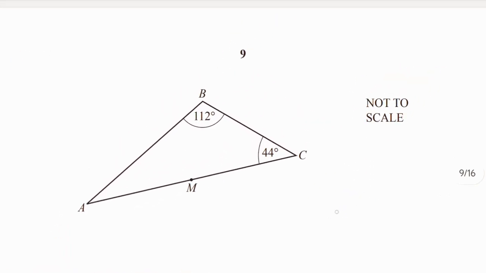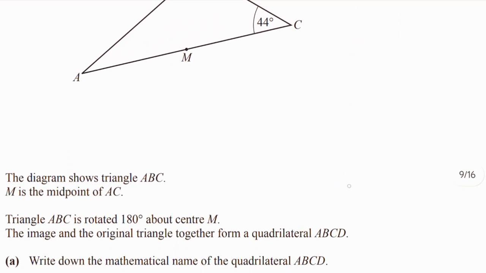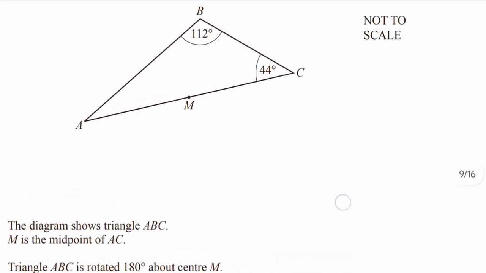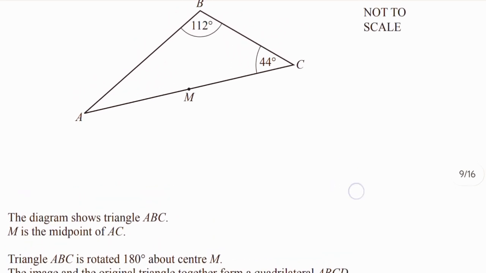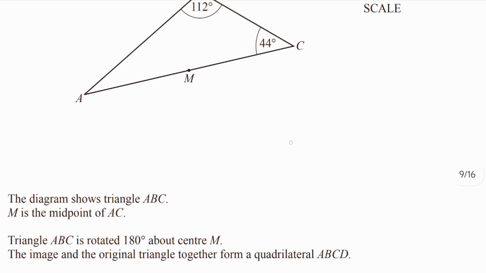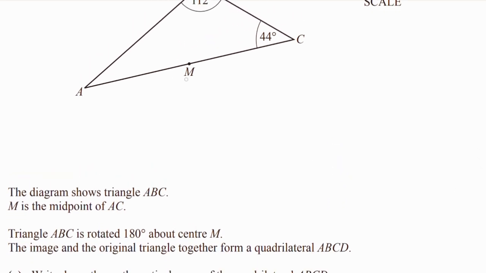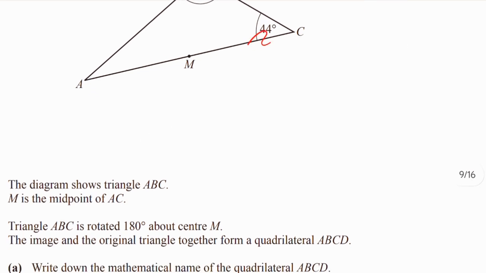Enjoying with me. Okay, so the diagram shows the triangles. Okay, and M is the midpoint of AC. Triangle ABC is rotated 180 degrees. Center is M. Okay, so 180 degrees, center M. I think it reaches in such a way when it rotates. And this is just my rough diagram.